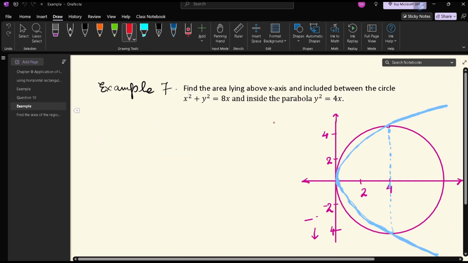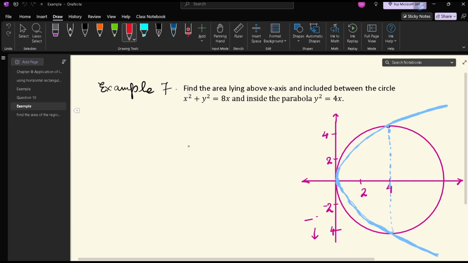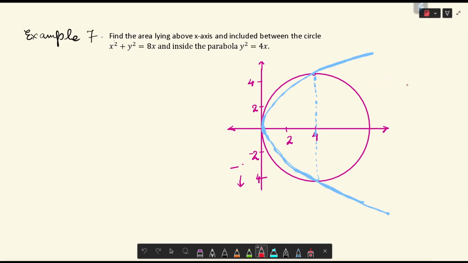Now this is the example. I will just समझाएंगे, मैं सिर्फ समझाऊंगी and you have to solve it yourself. So find the area lying above x-axis. x-axis के ऊपर. So we will be फर्स्ट क्वाड्रेंट में रह सकते हैं या सेकेंड क्वाड्रेंट में रह सकते हैं. एंड इंक्लूडेड बिटवीन द सर्कल.